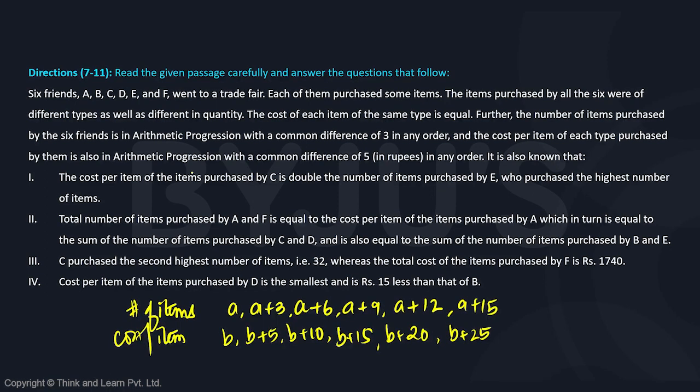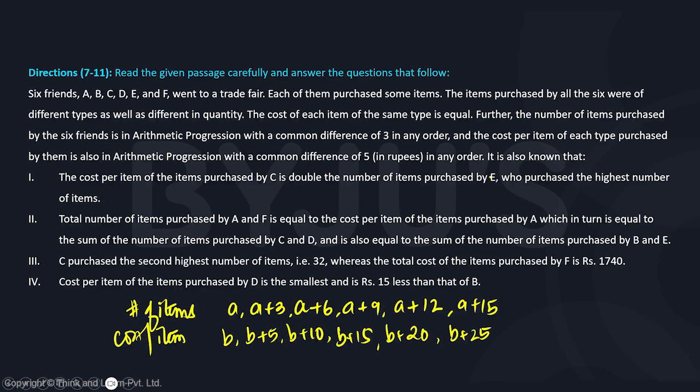The cost per item of the items purchased by C is double the number of items purchased by A, who purchased the highest number of items. Total number of items purchased by A and F is equal to the cost per item of the items purchased by A, which in turn is equal to the sum of the number of items purchased by C and D, and is also equal to the sum of the number of items purchased by B and E. C purchased the highest number of items. Total cost of the items purchased by F is this. Cost per item of the items purchased by D is the smallest.